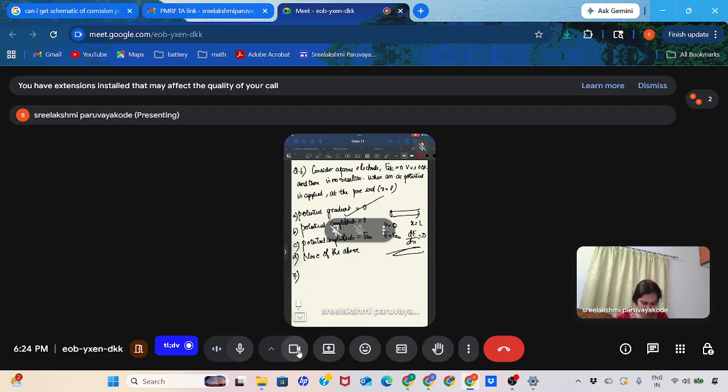Now question 7. In the above case, electrode has 3 into 10 to the power 6 pores per centimeter square, each of 1 micron radius, and with 400 micron pore length.